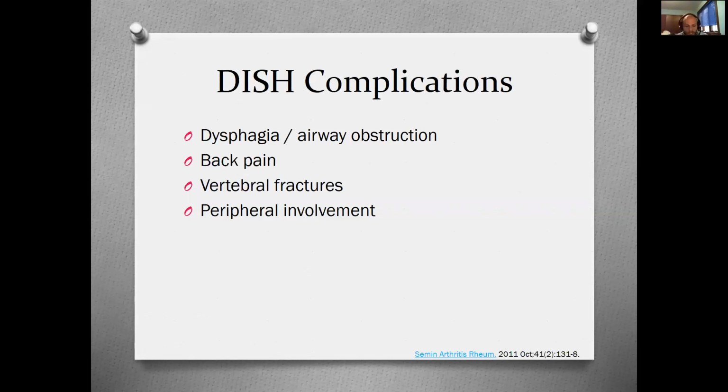Another problem with DISH that commonly occurs is vertebral fractures. And I shouldn't say commonly occurs, but it is something that does happen in patients with DISH. And the reason why we know that likely it's due to the DISH is that about 60% of the time when patients have vertebral fractures and they also have DISH, it's along one of those vertebral bodies that has been ossified.